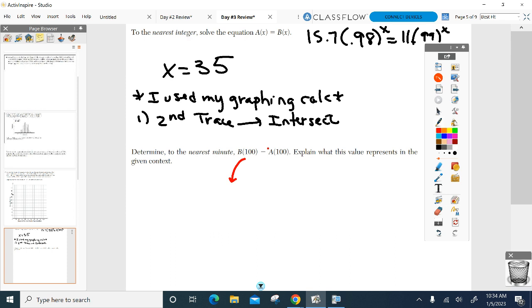Go ahead, and I'll ask you what you got. So we're going back to b of x and plugging in 100 for x, and tell me what value you get out. You can do that using your table, or you can just plug it in and find out.